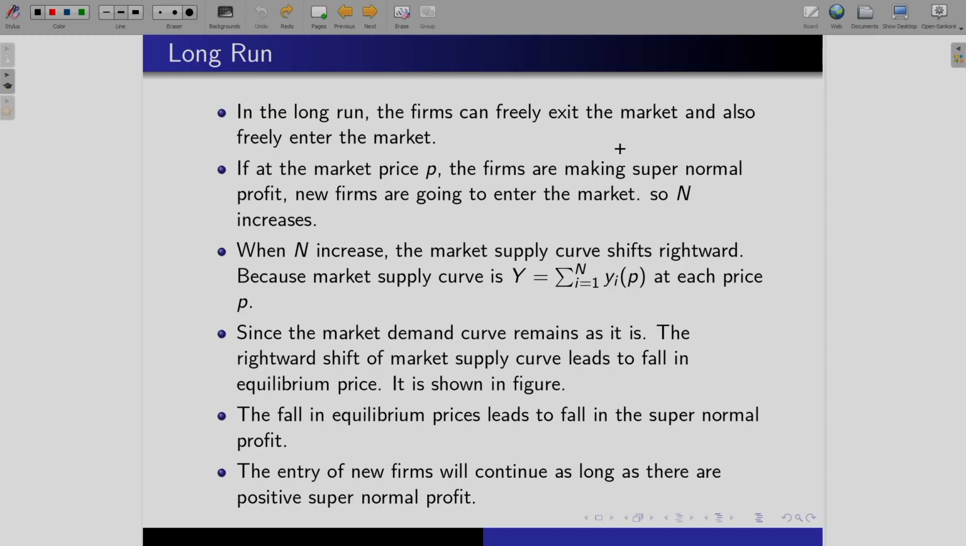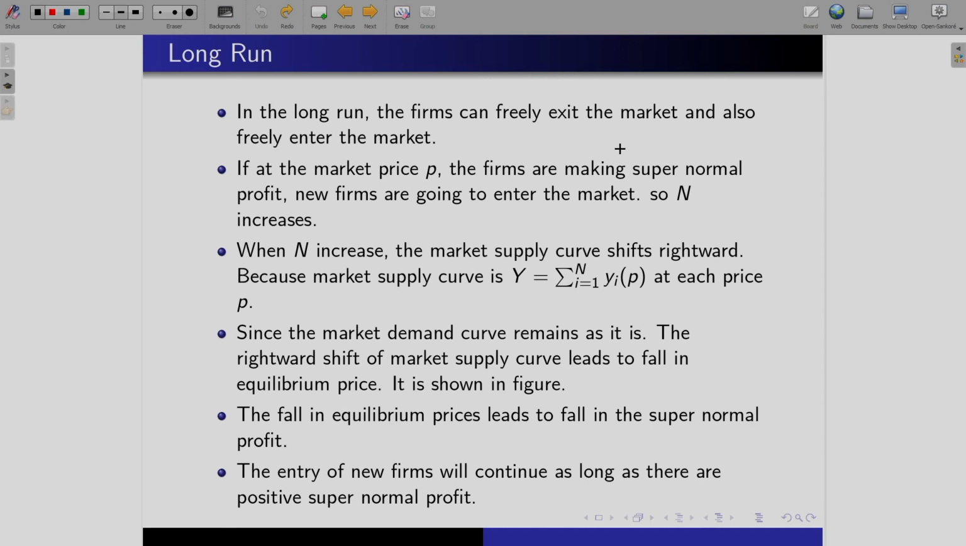Because now we will move to the long run, and in the long run there is free entry and exit of firms. Once there is free entry and exit of firms, we will see how supernormal profit, normal profit and losses are going to change. Okay. Now let us do the long run situation.